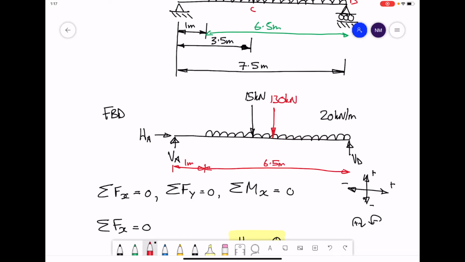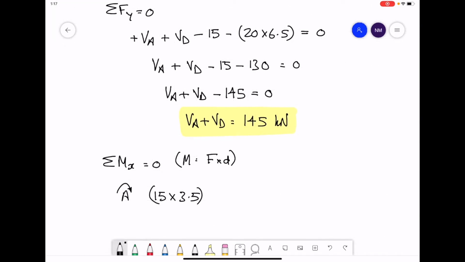What we need is the distance from point A over to the center of the UDL. The half distance for the UDL, 6.5 divided by 2 gives you 3.25. Add to that the metre you have at the very start. So the distance from point A to the middle of the UDL is 4.25 metres. Now when we're doing the moments, it'll be the weight of the UDL, 130 times 4.25. The last thing that produces a moment is the last reaction, which is VD, and it is 7.5 metres across from point A. All these moments must add up to give you 0.